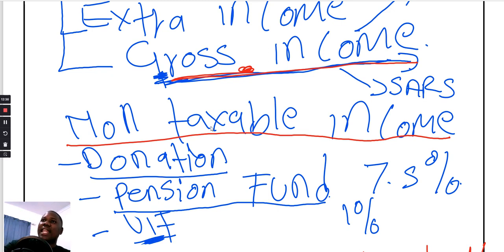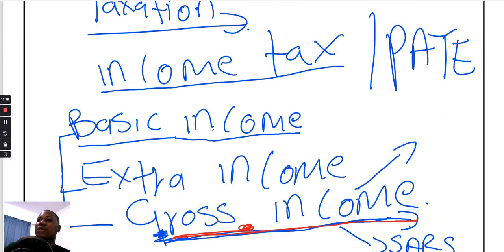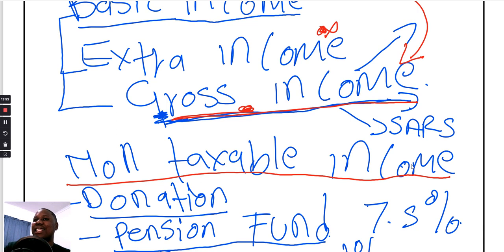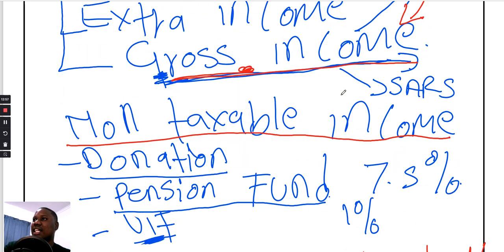Okay, now remember, if you don't have the extra income, it means your basic income becomes your gross income. Okay, and then if you don't have non-taxable income, that means your gross income will then become your taxable income.